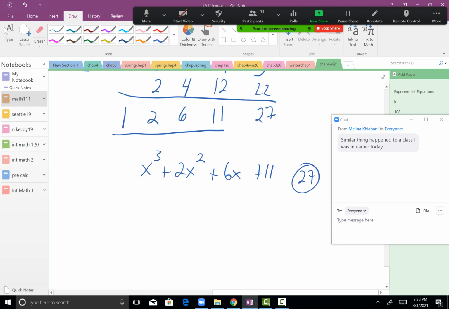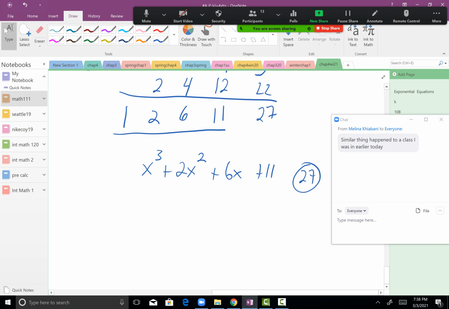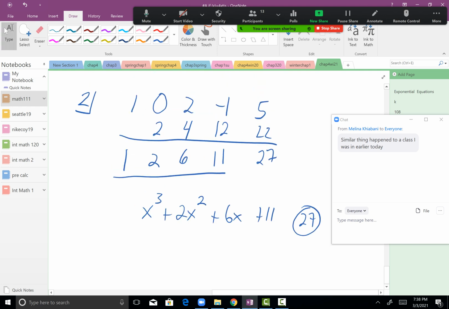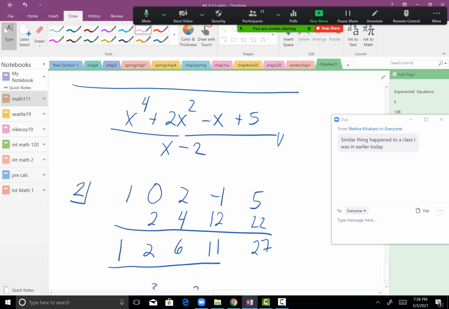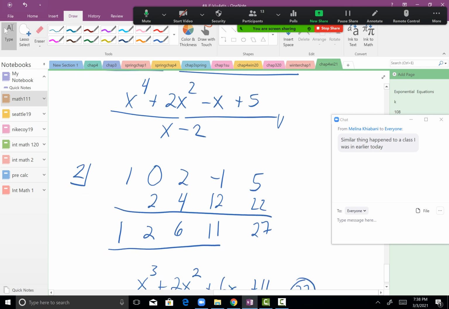Okay. But could you explain again where that 0 came from? Oh, because you don't have any x cubes here, right? So it's x to the fourth plus 2x squared. You don't have an x cubed, so you basically have 0x cubed. So then you have to put that 0 in there as a placeholder.